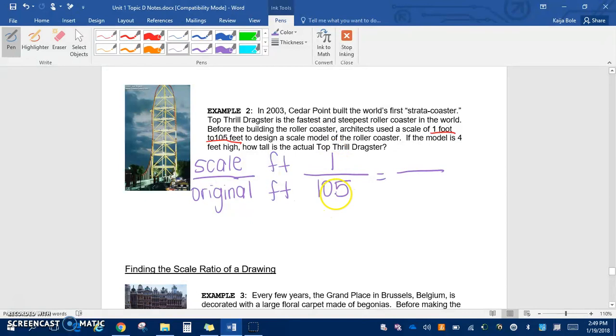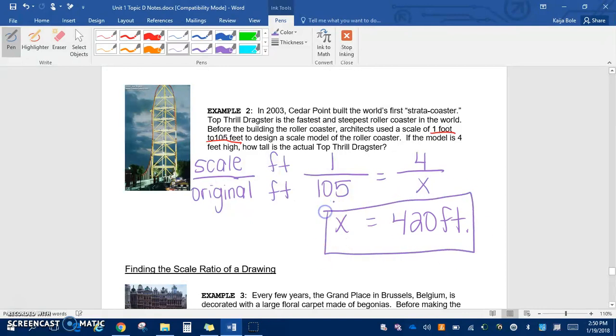So again, scale over the original, and this part here is the scale. And then we know that the model is 4 feet tall, and we're trying to figure out how tall it actually is. So I'm going to do cross products here. So I get X equals, and when you multiply 4 times 105, you get 420. And if we put a label, it'd be 420 feet. Right? And that's all we have to do for that one.